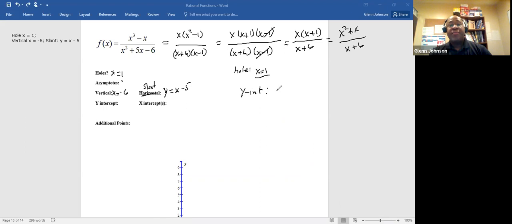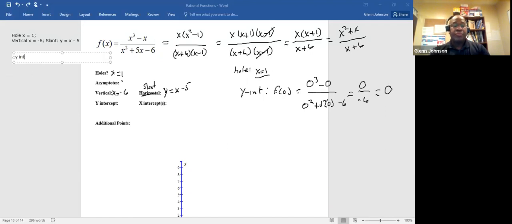So the y-intercept, if we find f of 0, so that's going to give us 0 cubed minus 0 over 0 squared plus 5 times 0 minus 6. And so, of course, here you've got 0 over negative 6, so that's just going to be equal to 0. So our y-intercept will just be the point (0, 0). So now we need to find the x-intercepts.